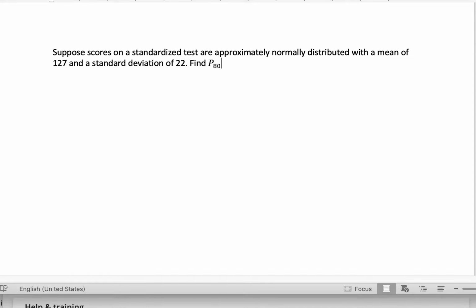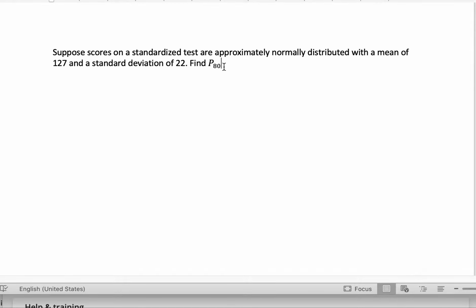I'm going to quickly walk you through how to find a percentile using the normal distribution. So suppose we have some scores on a standardized test that are approximately normally distributed. The mean is 127 and the standard deviation is 22. Let's find the 80th percentile.